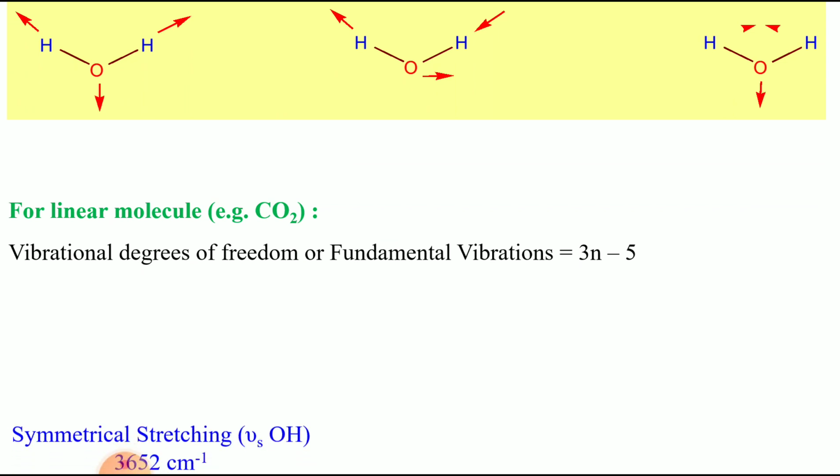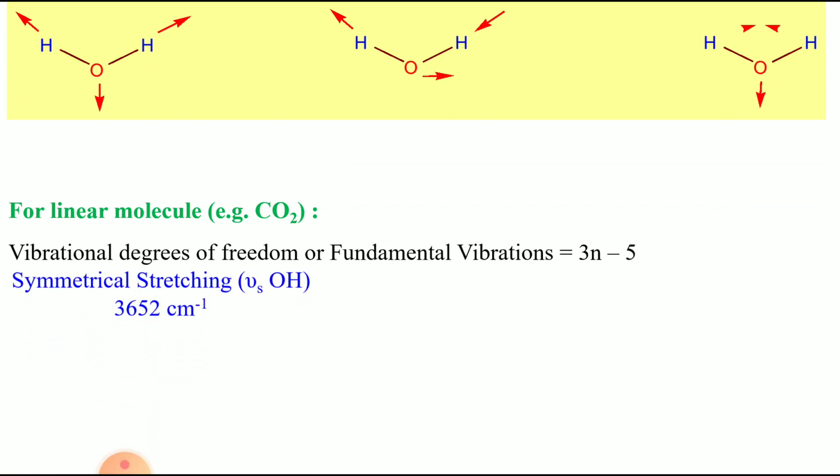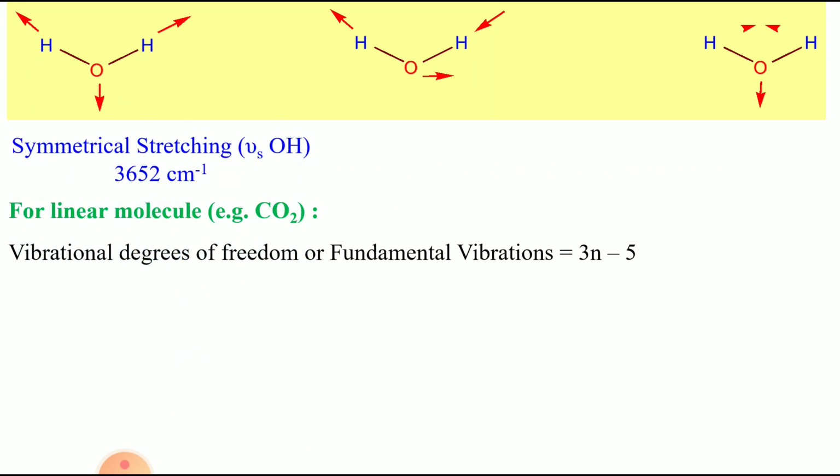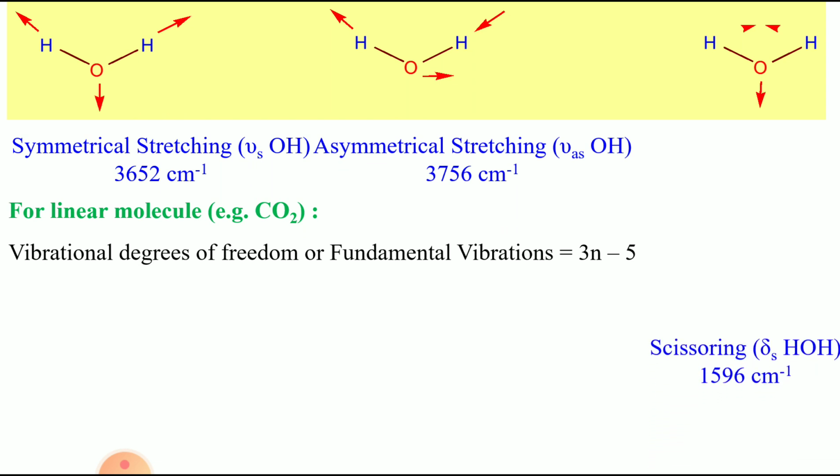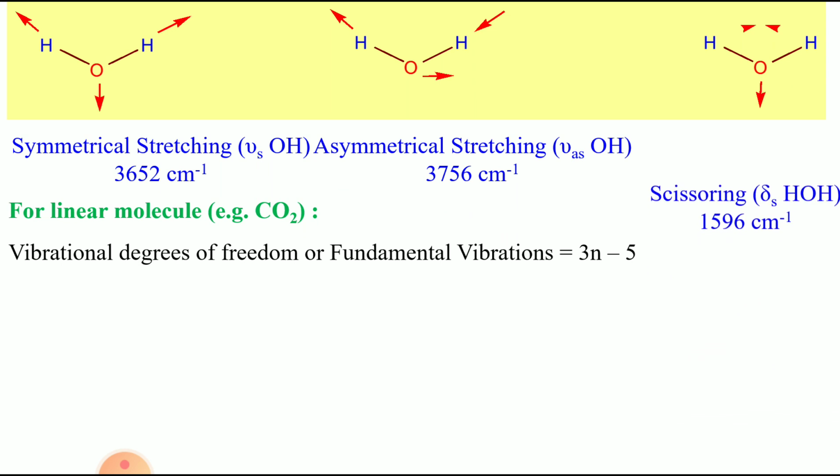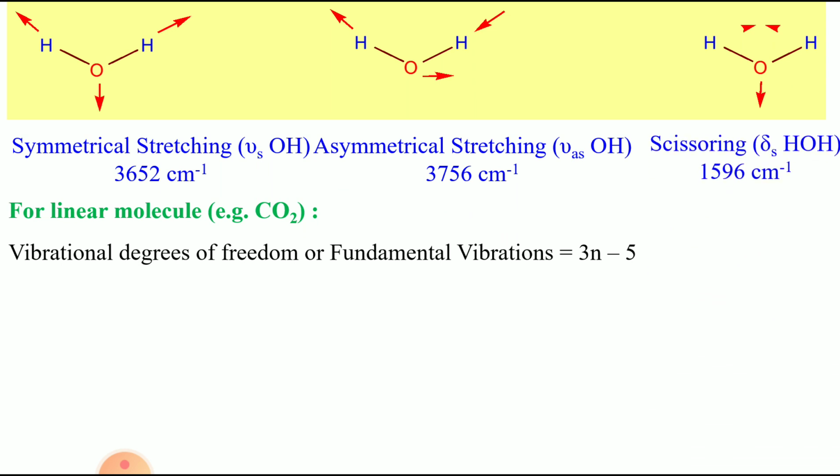The first one is symmetrical stretching. It occurs at 3652 cm⁻¹, the OH symmetrical stretching. So that is the stretching vibration. And this is the asymmetrical stretching vibration. The next one is scissoring. In scissoring, the 2 atoms come very close to each other.